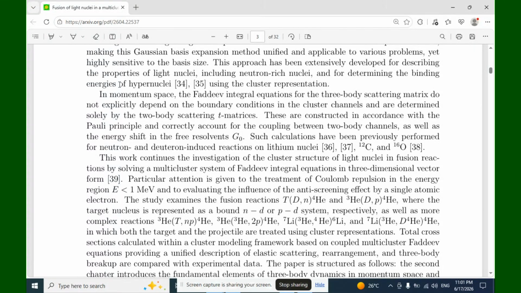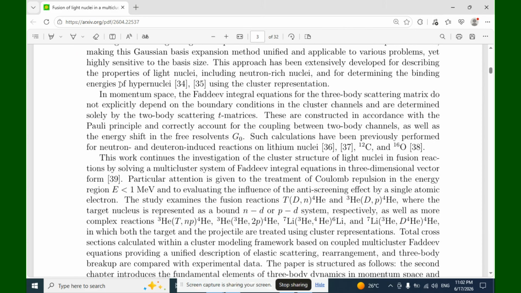In momentum space, the Faddeev integral equations for the three-body scattering matrix don't explicitly depend on the boundary conditions in the cluster channels and are determined solely by the two-body scattering T matrices. These are constructed in accordance with the Pauli principle and correctly account for the coupling between two-body channels as well as the energy shift in the free resolvents G0. Such calculations have been previously performed for neutron and deuteron-induced reactions on lithium nuclei, carbon-12 and also oxygen-16.